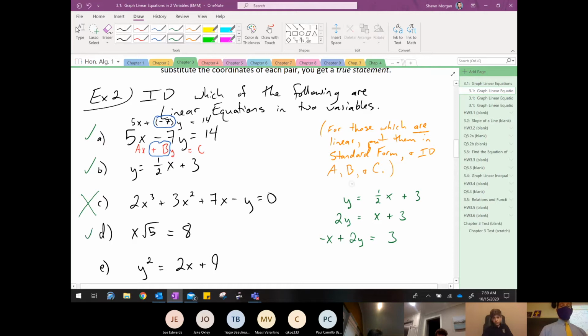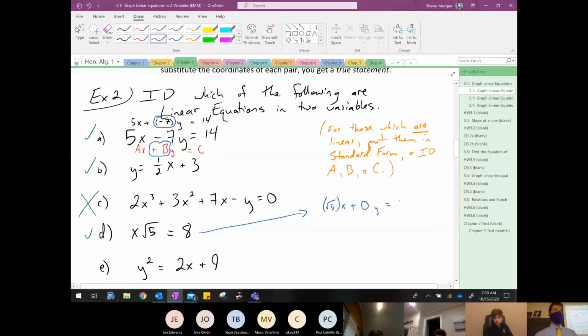Here's why it's linear. I can express it in the form ax plus by equals c. Watch this. Square root of 5 times x plus 0 times y equals 8. Let's do that same little exercise again. What's my, quote, a value in that case? Yeah, very good. So a would be my square root of 5. Colin, what's my, quote, b value in this case? 0. Yeah, very good. And then class, what's my c value?